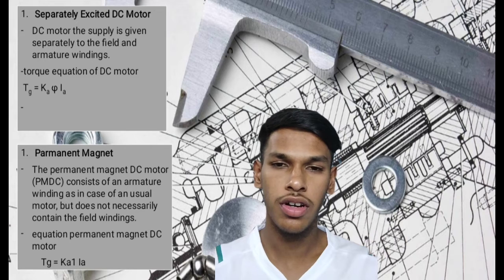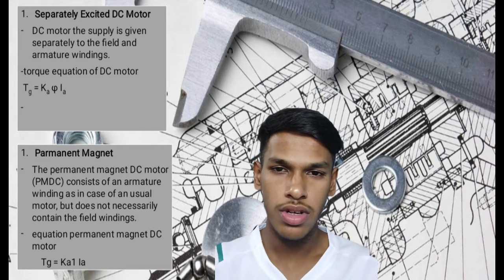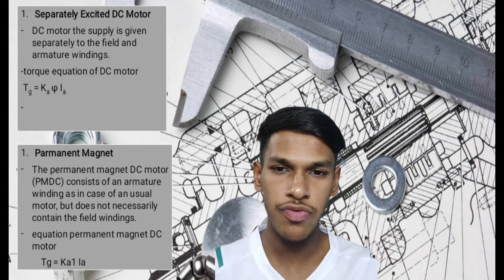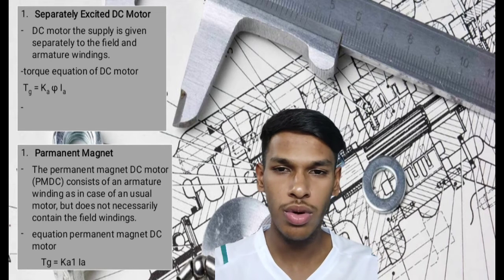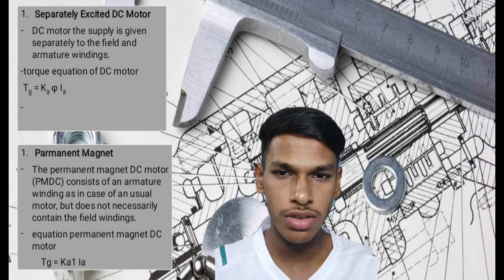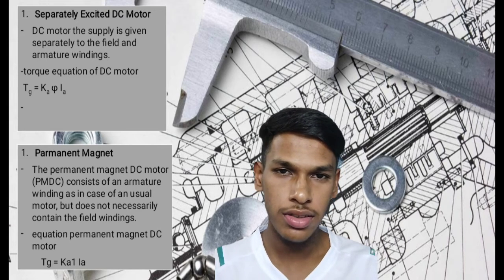Okay, first, separately excited DC motor. The supply is given separately to the field and armature windings. Second, permanent magnet. The permanent magnet DC motor, or known as PMDC, consists of an armature winding, as in the case of a usual motor, but does not necessarily contain the field windings.